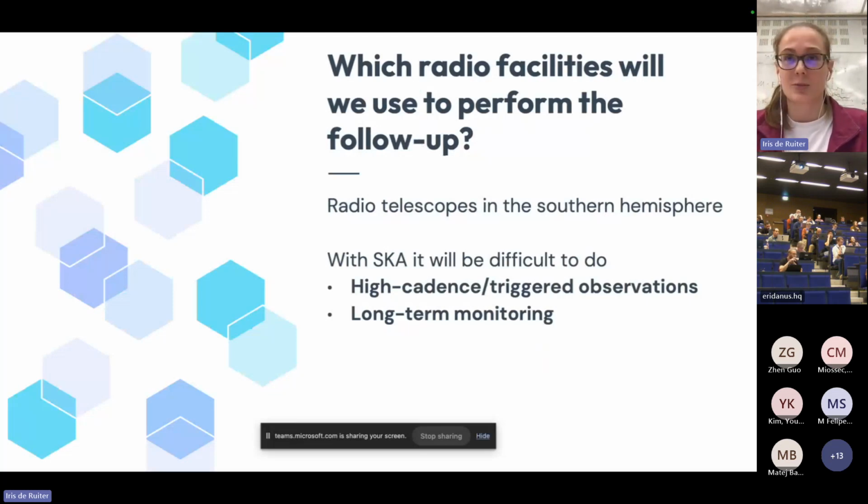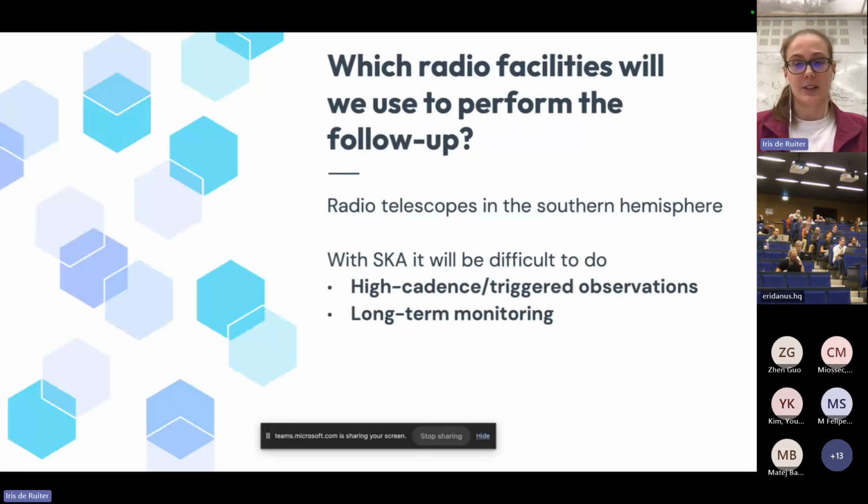It will be an amazing instrument. It will have incredible sensitivity and resolution. That's a great thing about radio instruments: we can make them incredibly sensitive, with high resolution, high time resolution, and high frequency resolution. But that also means that a lot of people will want to use it. So it will be difficult to do high cadence follow-up, triggered observations, or long-term monitoring of the transient sources that we're interested in.